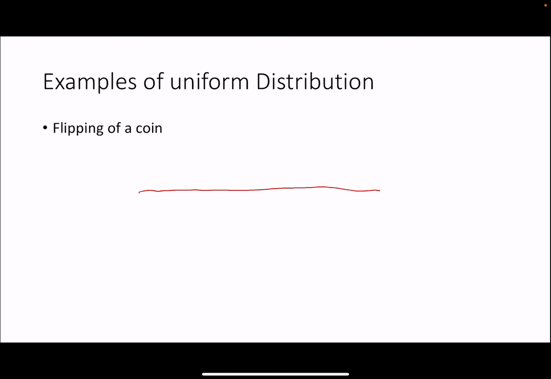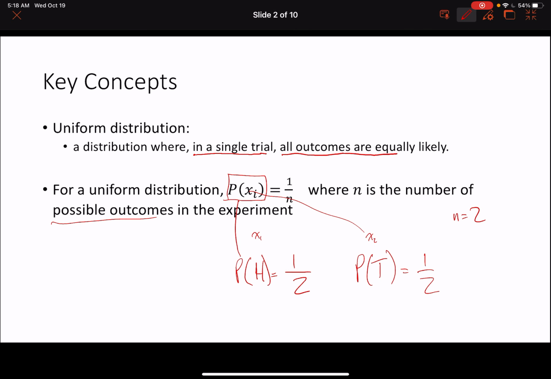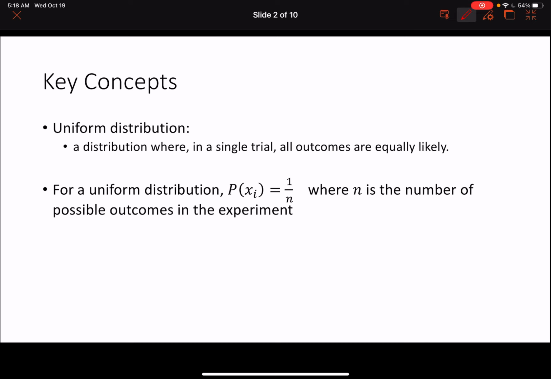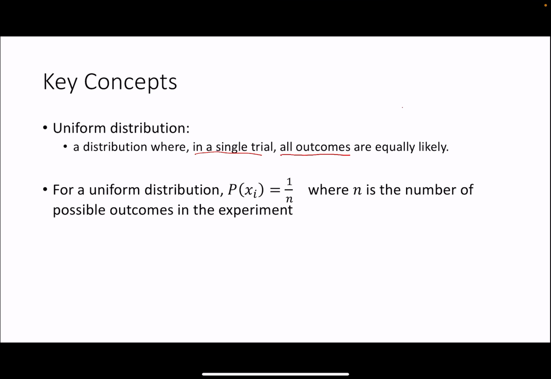Another example is rolling one die. Now let's bring that back to this example. Rolling a single die. In a single trial, rolling a die, all outcomes are equally likely. So 1, 2, 3, 4, 5, and 6 are all equally likely, and there are 6 possible outcomes. So n is the number of possible outcomes, n equals 6.